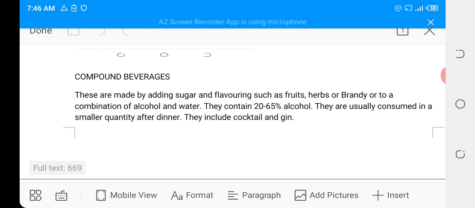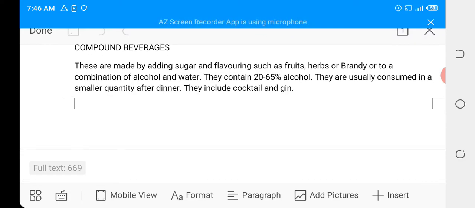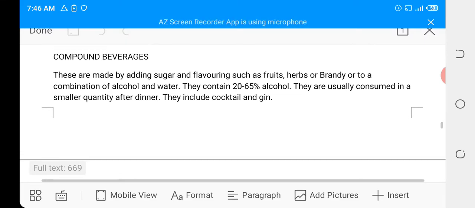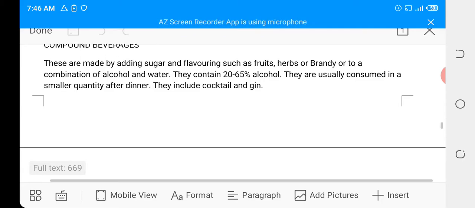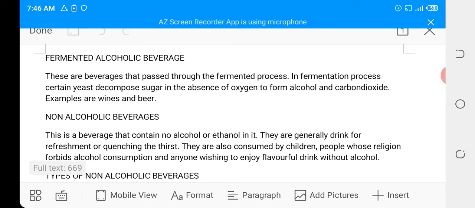And we have the compound alcoholic beverage. These are made by adding sugar and flavoring such as fruits, herbs, or brandy, to a combination of alcohol and water. They also contain 20 to 65% alcohol. They are usually consumed in a smaller quantity after dinner. They include cocktail and gin. Having said that, the fermented alcoholic beverage is a beverage that passes through the fermentation process.